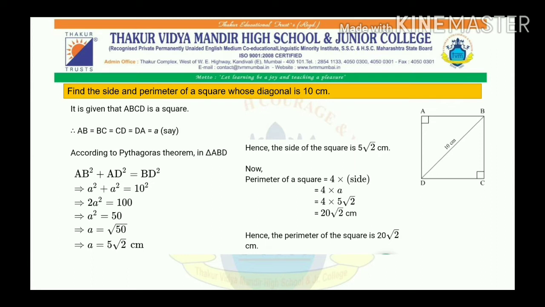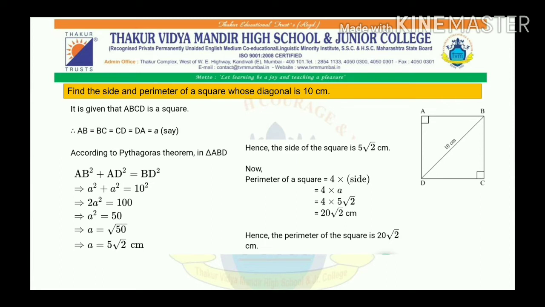Since you are given that ABCD is a square, so it gives you so many informations: all four sides are equal, each angle is of 90 degree, and let the four equal sides be a. So according to Pythagoras theorem, in triangle ABD, AB square plus AD square is equal to BD square, which here is the hypotenuse. So a square plus a square, because all sides are equal, so AB and AD are equal, is equal to 10 square, which is given information.